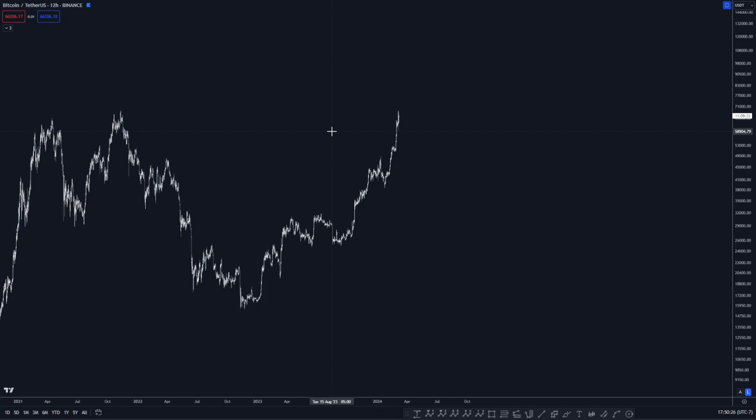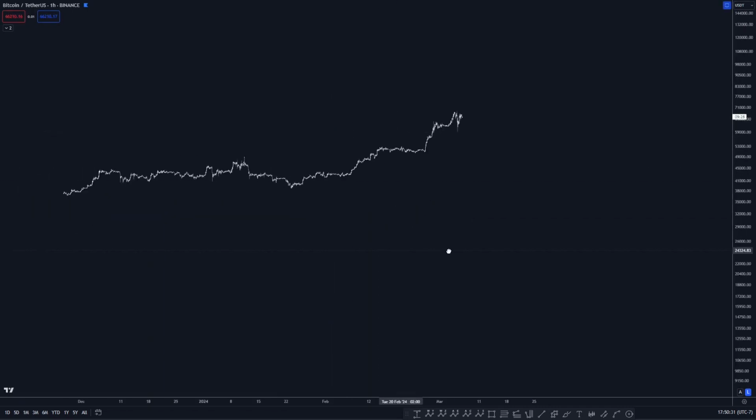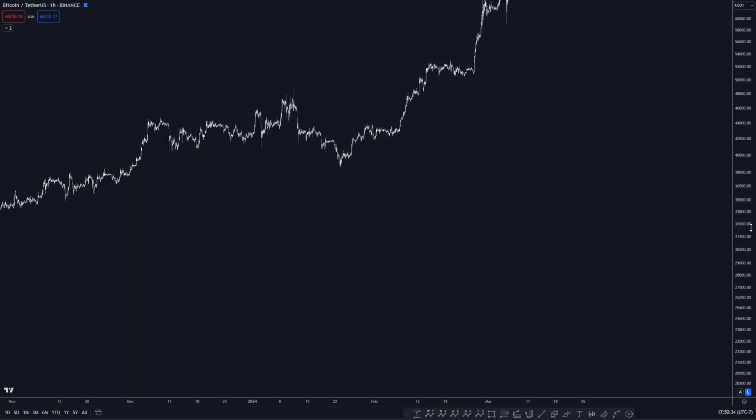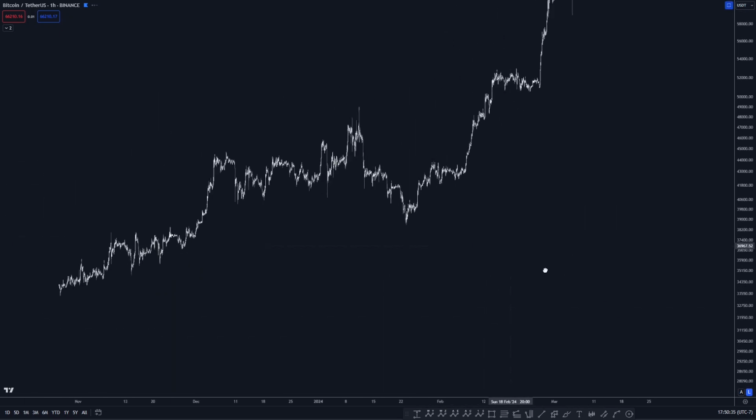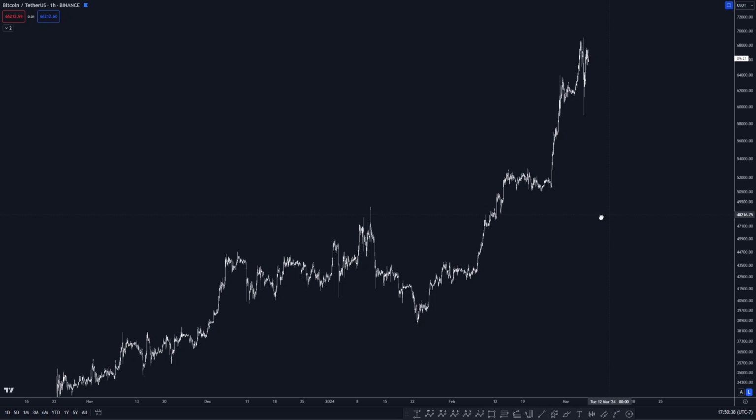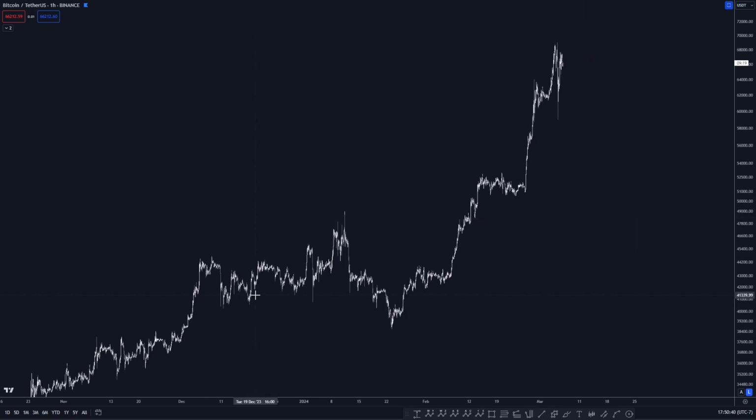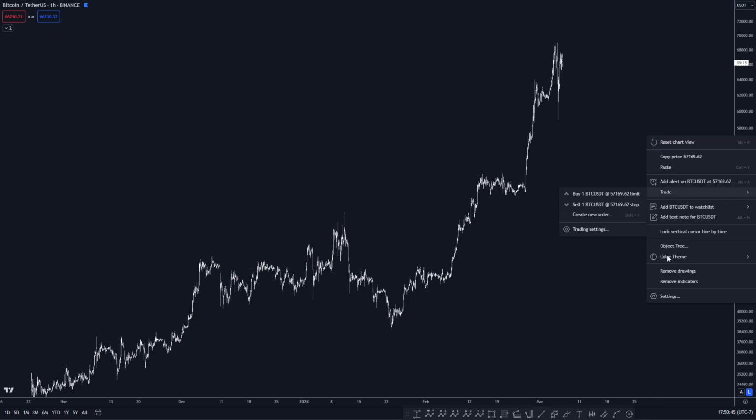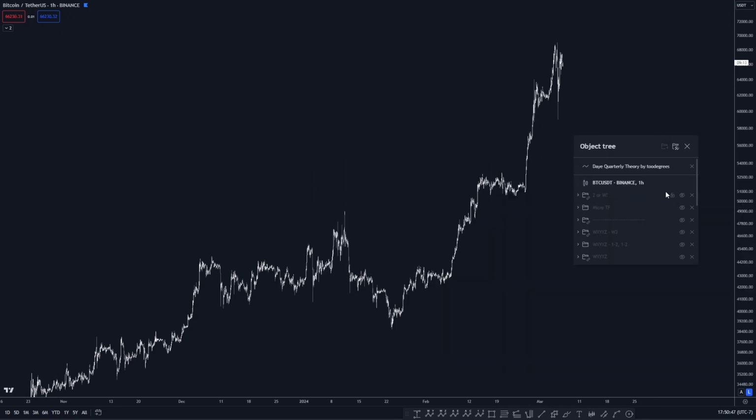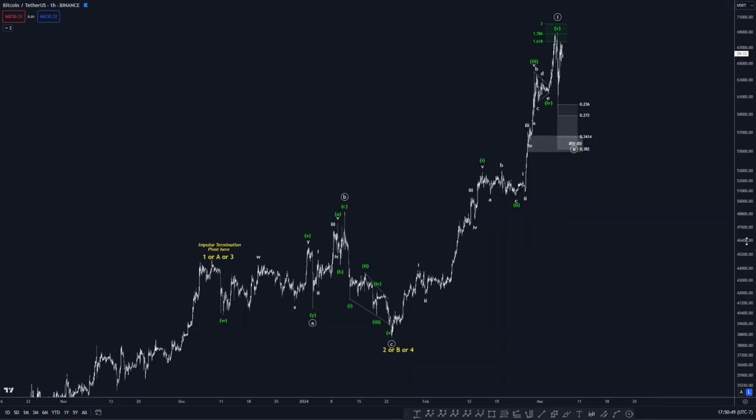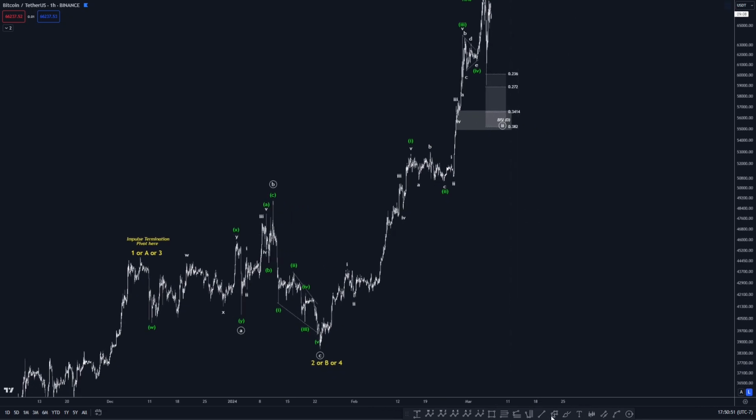Let's jump into the medium term time frame here. Let's go to the hourly. Basically, there's only, honestly, one way that I'm monitoring this right now. And it all has to do with this correction. This A, B, C. And looking at these pivots right here.